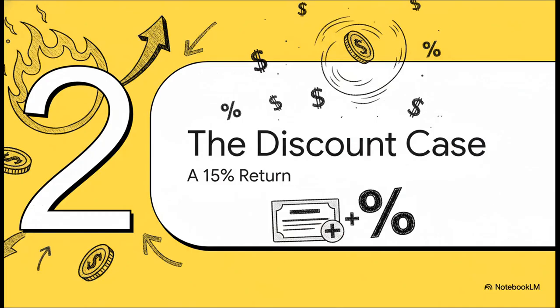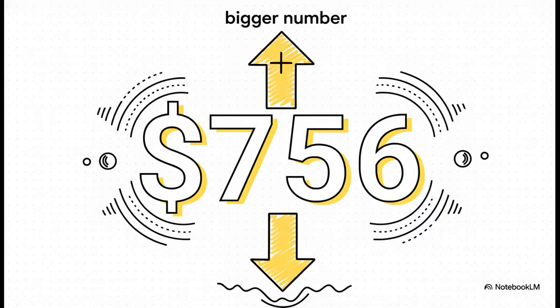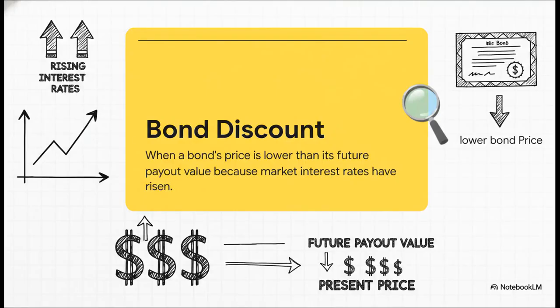But of course, markets are never that simple, right? They're always moving. So let's say things heat up. Maybe other investments start looking really good. So investors get a little more demanding. Now they want a higher 15% return before they'll even consider buying this bond. And here's the crucial part. The formula doesn't change at all. We just swap out the interest rate. So we still start with our $1,000 payout, but now, instead of dividing by 1.10, we're dividing by 1.15, and we do it twice. We're dividing by a bigger number. So what happens when you divide by a bigger number? Well, the result has to get smaller. The present value, the price you pay right now, it has to sink, and it drops all the way down to $756.